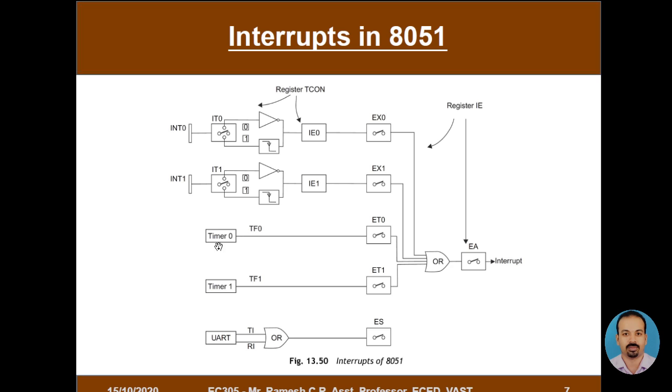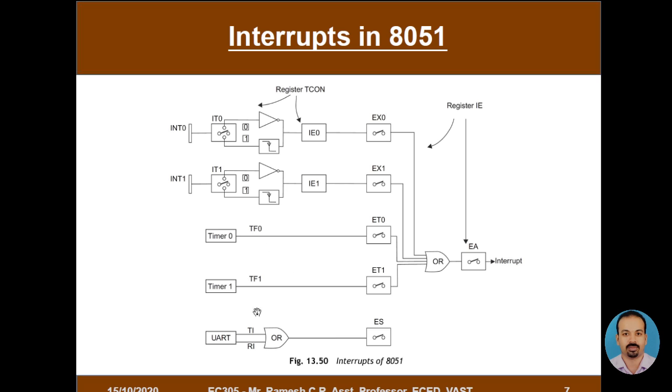Similarly for timer 0 and timer 1, so these are the three internal interrupt sources. So timer 0, timer 1 and our UART. So for UART you can have interrupt source either from reception or from transmission, that is RI or TI. So they are ORed and passed to the ES signal. So actually there should be a signal from here to the OR gate. Okay, so these flags will be set on the occurrence of the interrupts.